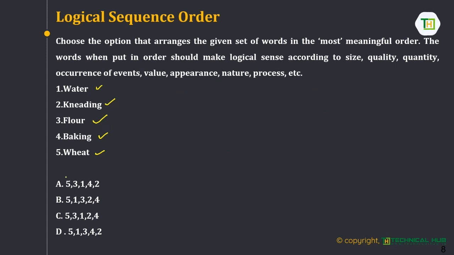So given the options, wheat is 3, flour, and next one water, and next one kneading, 5, 3, 1, 2, 4. So this is the answer. Option C is the correct answer. Based on process, what is first? Wheat is converted into flour. Flour means powder. After that, adding the water. The mixing of all three is called kneading, and finally baking. So this is the order.